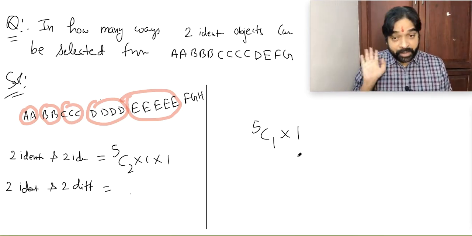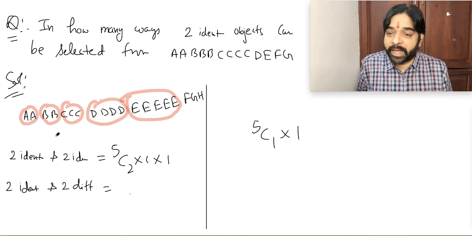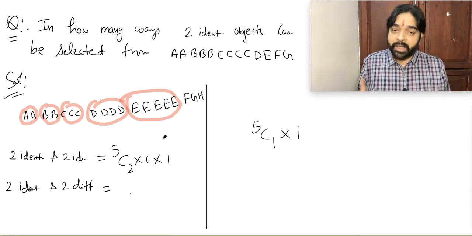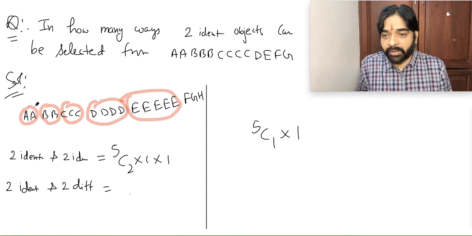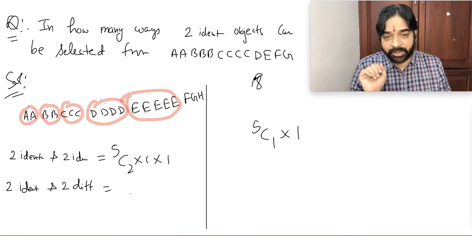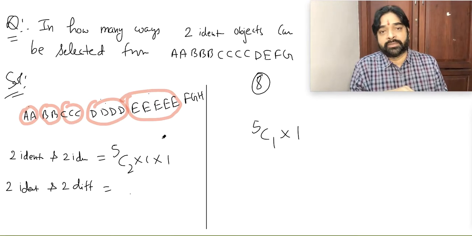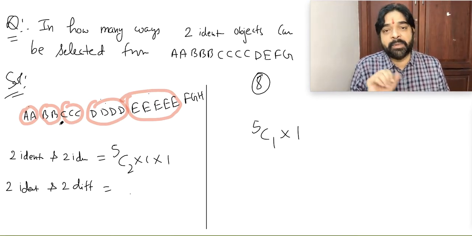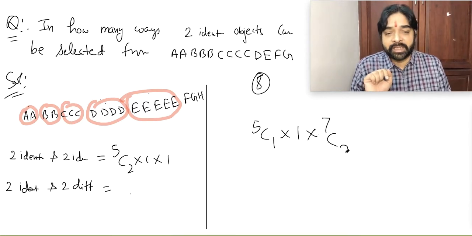Now two different. Think carefully, everybody. I don't know what came. Maybe 2A came, maybe 2B came, maybe 2C came, maybe 2D came, maybe 2E came. Now how many different letters left? 1, 2, 3, 4, 5, 6, 7, 8. 8 different letters were there. Out of them, one letter gone. I don't know, maybe A gone, maybe B gone, but one is gone. Total 7 left into 7C2.